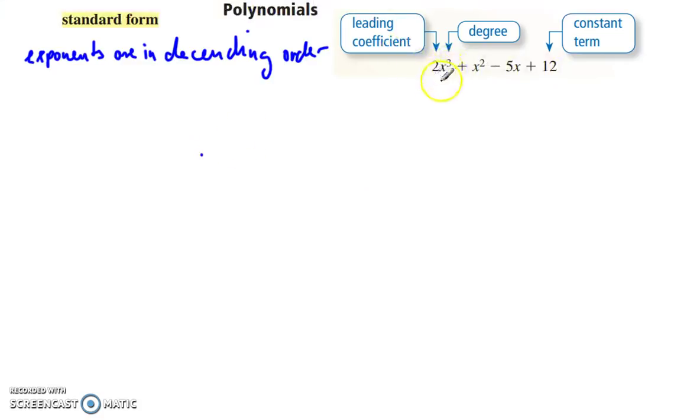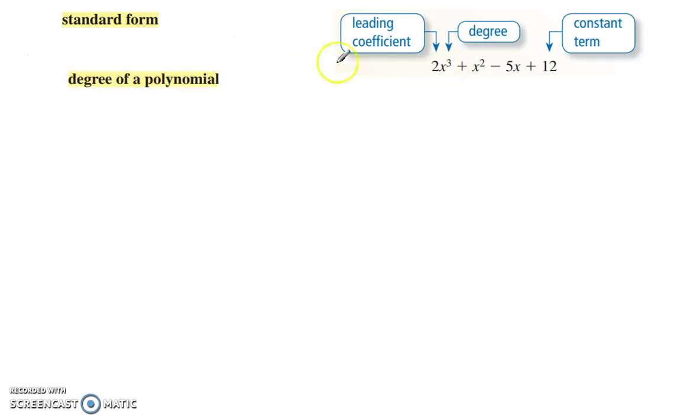So 3, 2, 1, 0. All right, once it's in standard form, the first term is called the leading term, and its coefficient is the leading coefficient. And the leading term, this is important, determines the degree of the polynomial. So here we don't add up all the exponents, only from the leading term. The leading coefficient is just the 2. The leading term determines the degree. The degree of this polynomial would be 3.